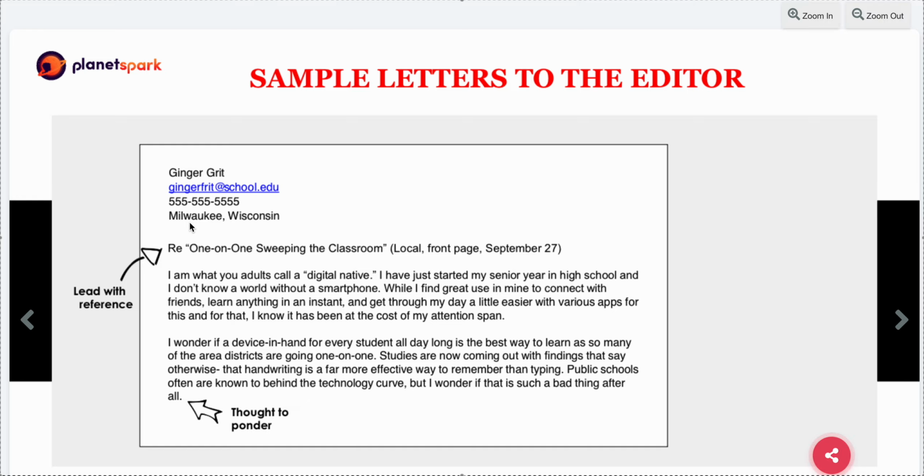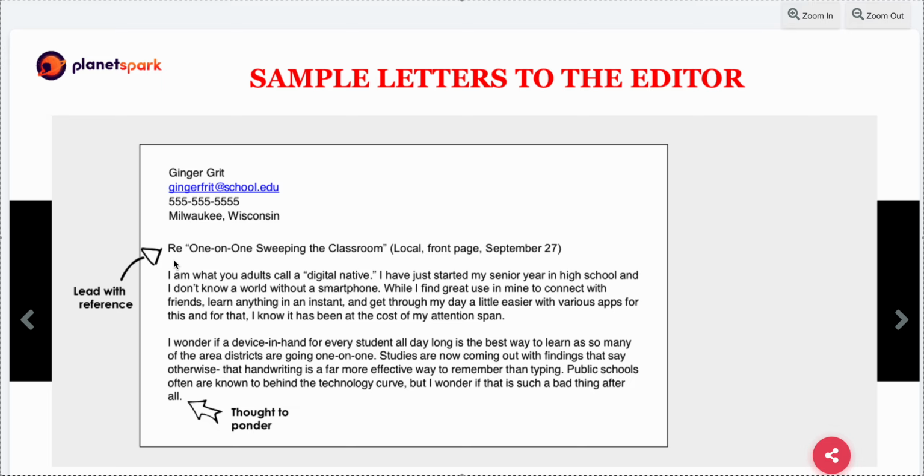Why it is missed, Devansh? You need to say the four parts. What are the four parts of an editorial letter? First is formatting, then introduction, then body paragraphs, and then conclusion. Right. So here which part is the introduction? The one-on-one sweeping the classroom, that thing.